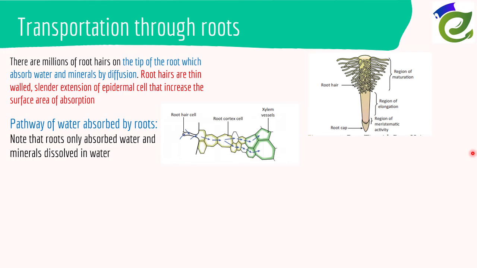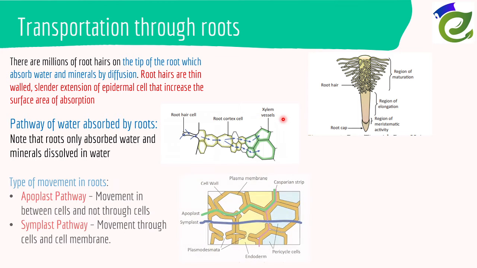So let's look into the pathway of how water is absorbed by the roots. Note that after the water has been absorbed by the root hair cell, it goes into the root cortex cell and into the xylem vessel. The xylem vessel is the one responsible for transportation of water and minerals dissolved in water mainly.